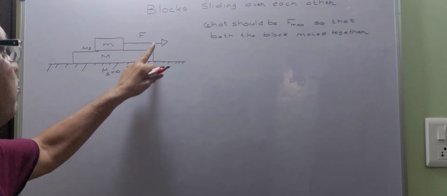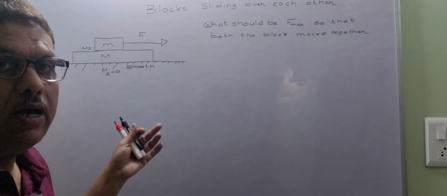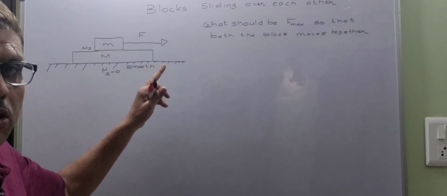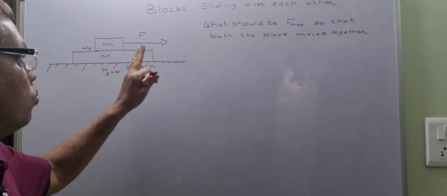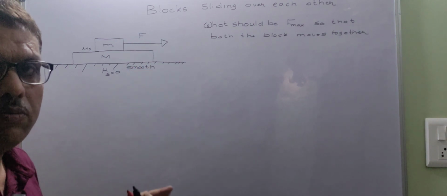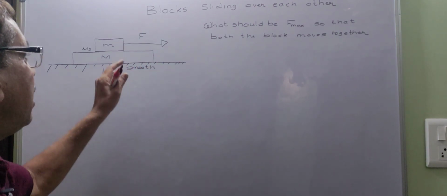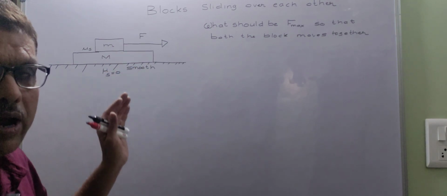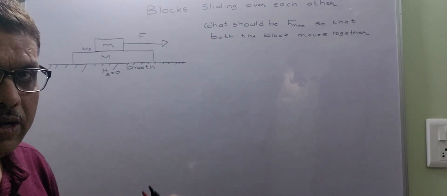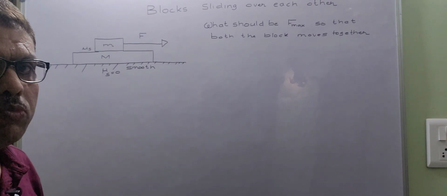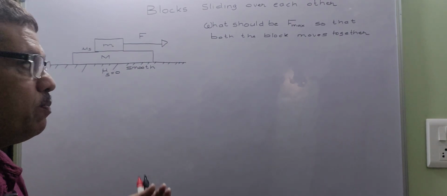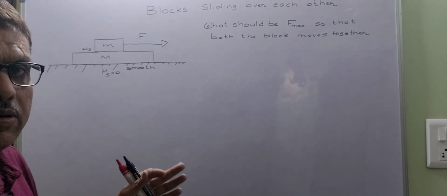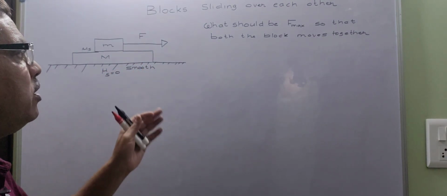Now a force F is applied on the upper block. Mind it, the force is not applied on the lower block, but on the upper block, and we have to find out what should be the maximum value of this force F, so that the upper block and lower block both will move together. And if you apply more than that maximum force, then what will happen? The smaller block and the lower block will not move together, they will start sliding over each other with different accelerations.